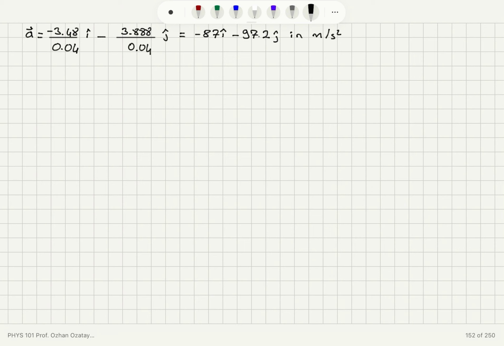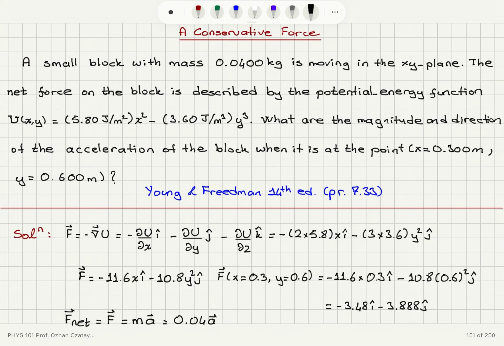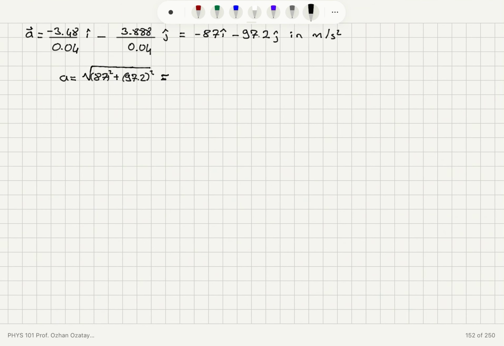We're using SI units. Therefore, what is the magnitude of the acceleration? It is the square root of the x component squared, 87 squared, plus the y component squared, 97.2 squared. Because everything is given in 3 significant figures, that's the minimum number of significant figures in this problem. This gives us 130 meters per second squared, rounded to 3 significant figures.